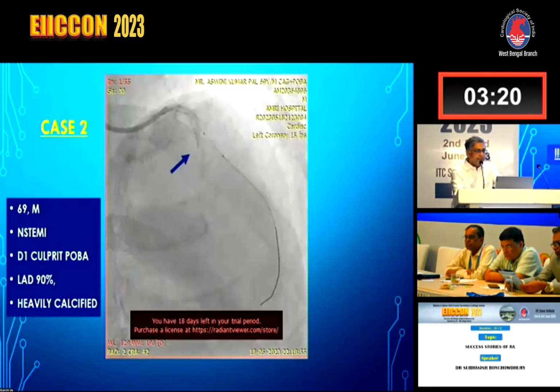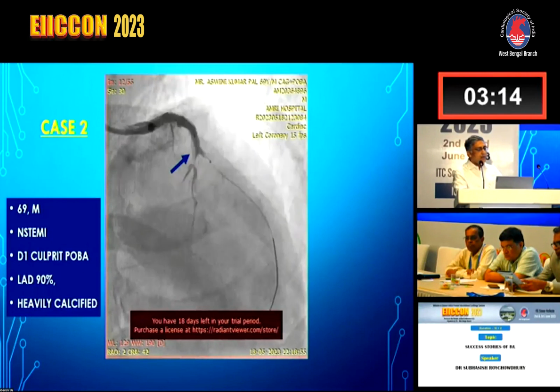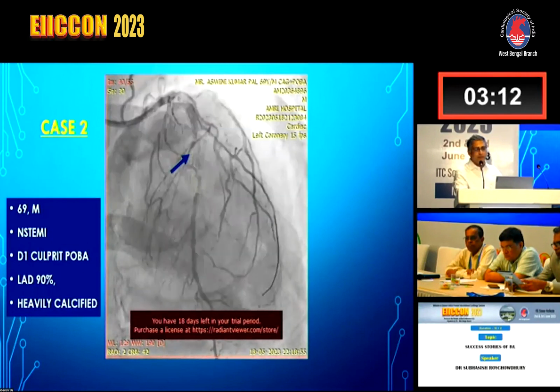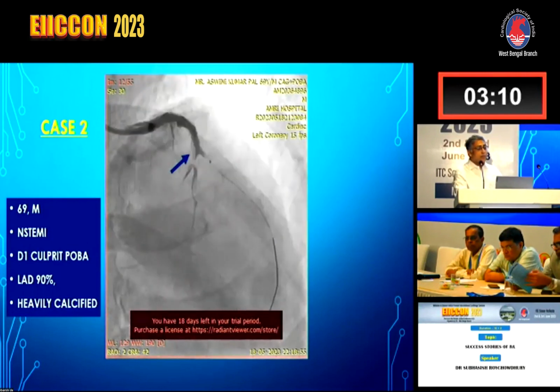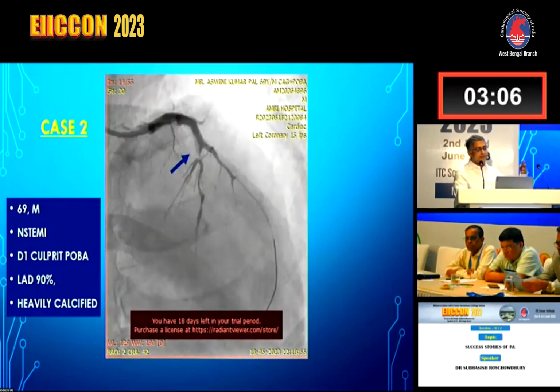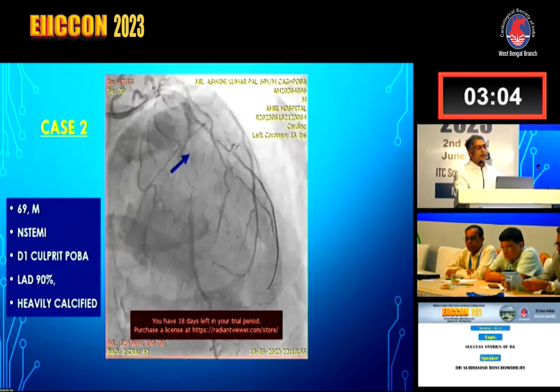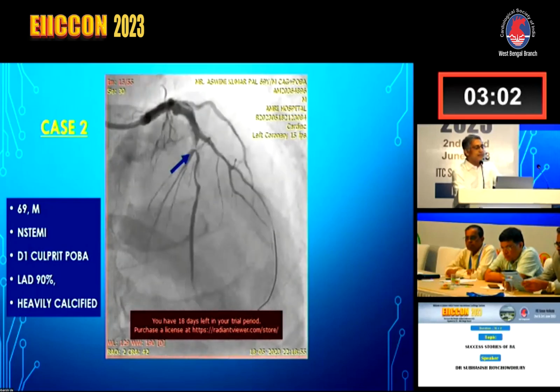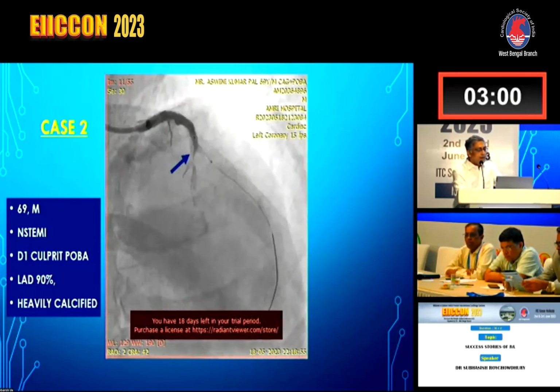With that, let me show you the second case, which is a 69-year-old male presenting with an NSTEMI, where the D1 was the culprit. We opened that up, didn't think the stent would be sized enough, but look at the treacherous LAD there, heavily calcified just after that diagonal, and we left it for another day. We took him for IVL-based angioplasty, and what did we do?